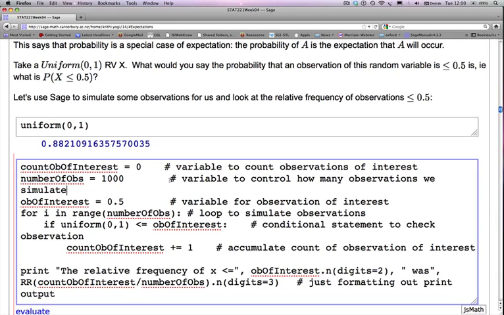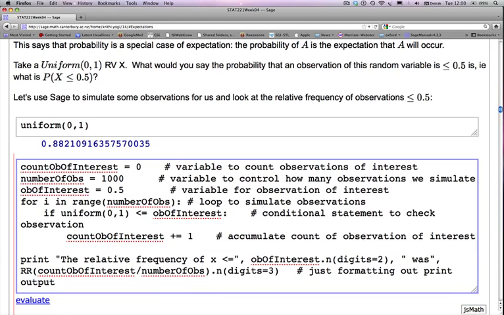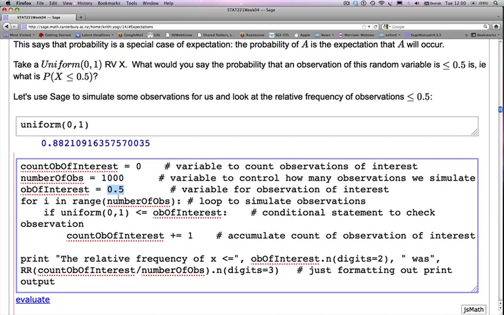Okay, so let's bring this guy here to make the comments a bit cleaner. Now, observation of interest is simply the value that we are going to ask if the simulated random variable is less than. So that's the half, 0.5. Now, here is our for loop.